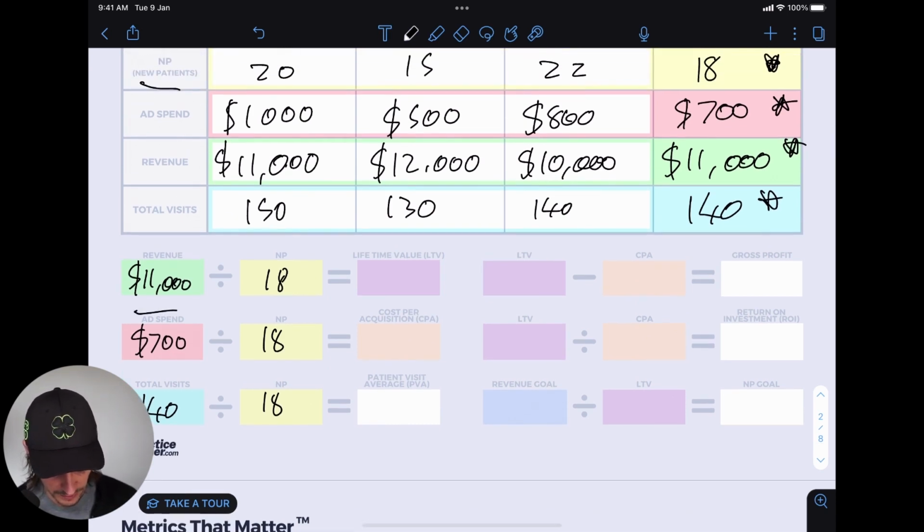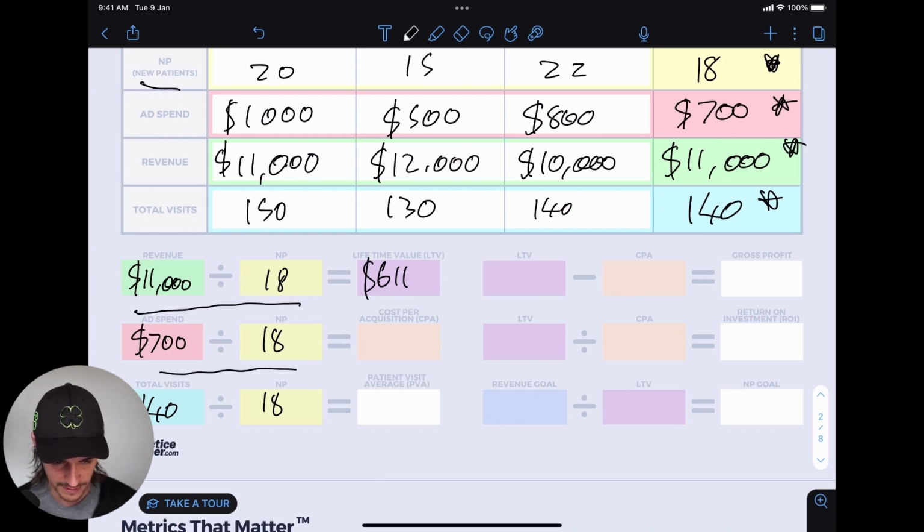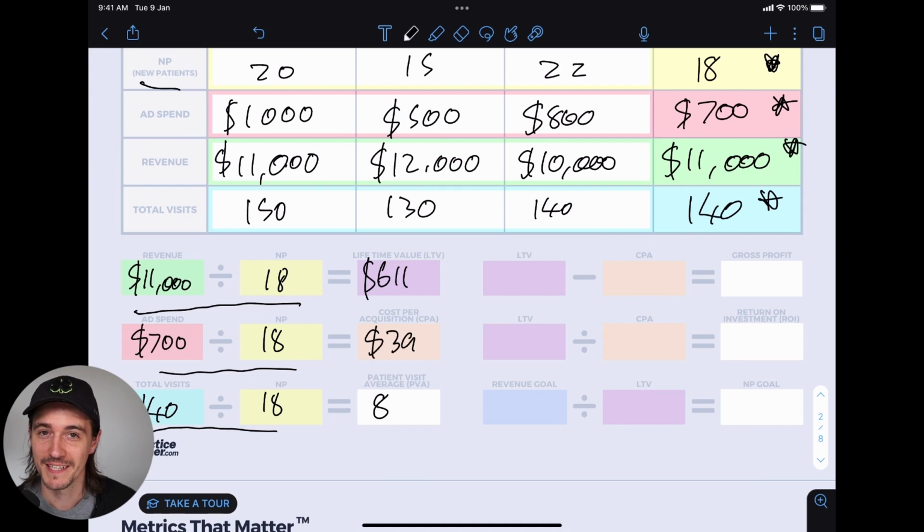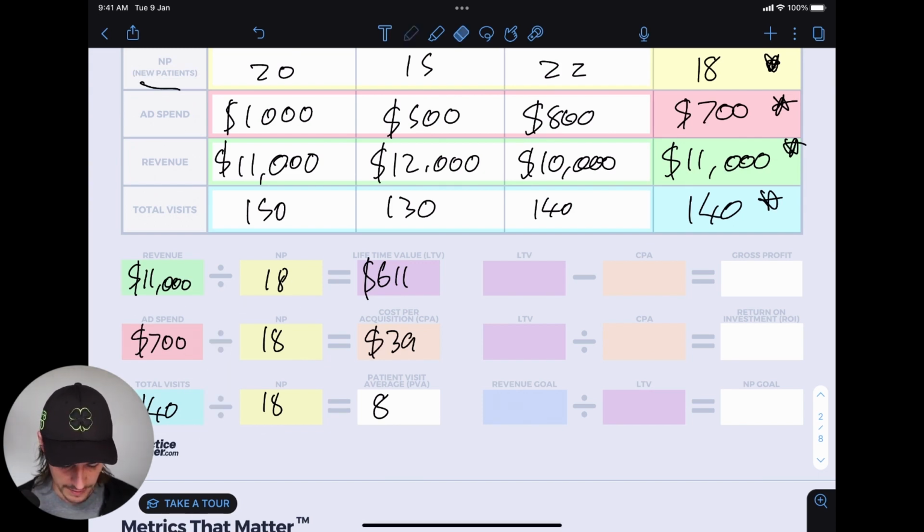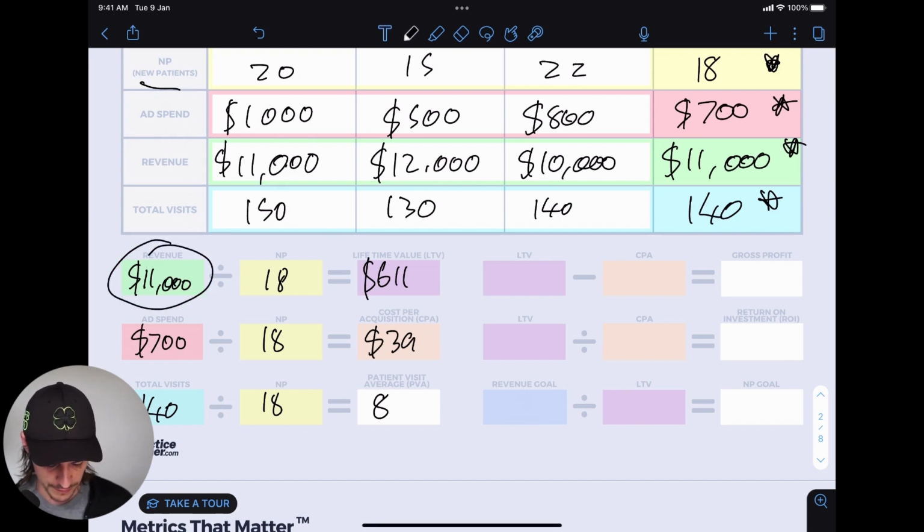So I've got 11,000 divided by 18, and that gives me 611. Then I've got 700 divided by 18, and that gives me 39. And then I've got 140 divided by 18, and that gives me 8. Now, what do all these numbers mean? Well, if I've taken my average revenue per month and I divide that by the average number of new patients per month, what that gives me is the average revenue per new patient, right?